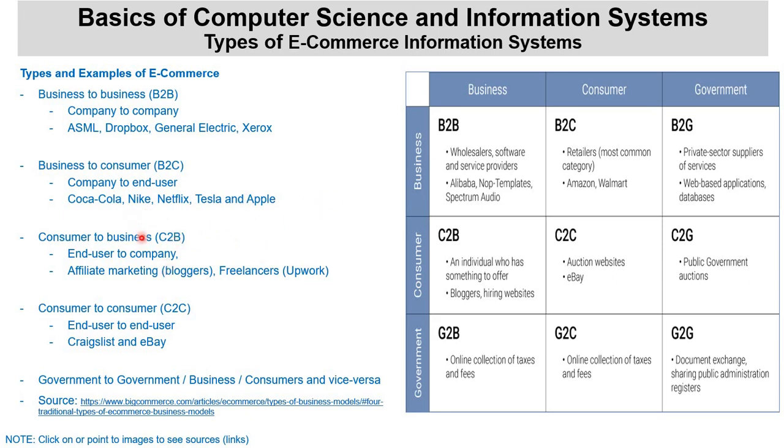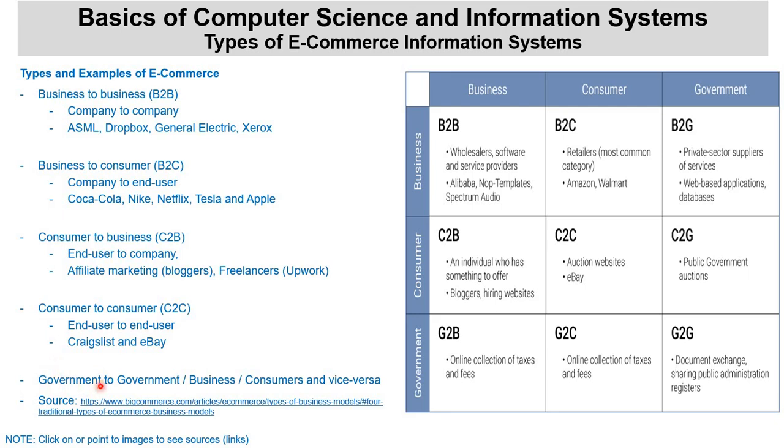And there's also consumer to business, which means there are people whom organizations or companies can contact and use their services. For example, freelancers or bloggers, these are consumers, but they can help advertise competencies in a way that they can provide people for companies to use for what they want to do. And then there's also consumer to consumer, in this case end user to end user. An example is eBay. And there's also other ones like government to government, government to business, government to consumer.